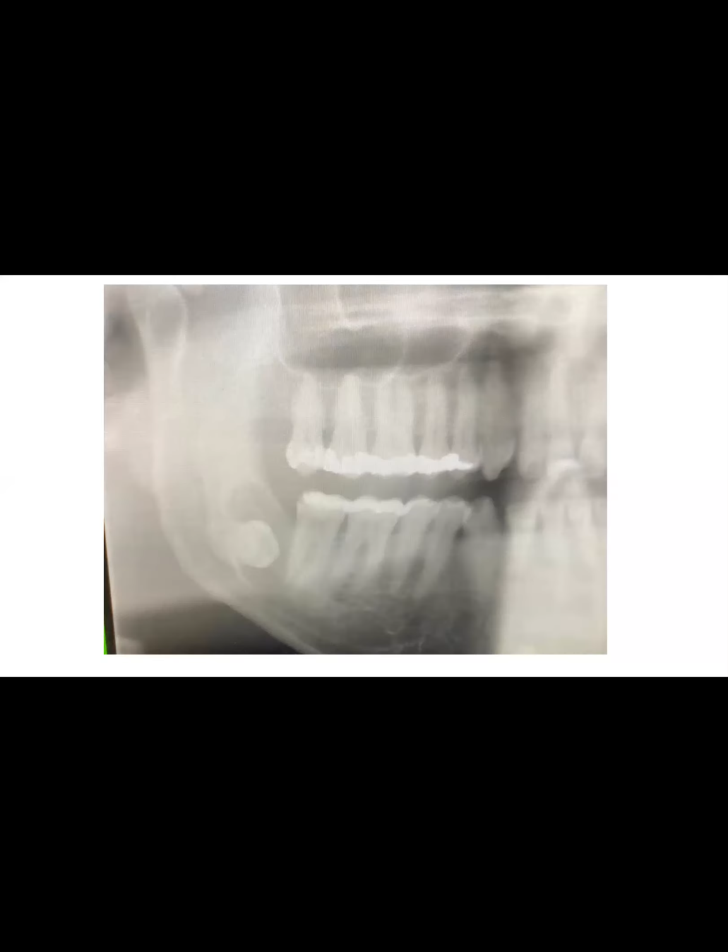So here's the beauty of it. This guy just finished braces. Can you believe it? Just finished braces, came for cleaning. I asked him, does he have a pan? No. How come he finished braces and we didn't take a pan? So I took a pan from him, and look what I find.